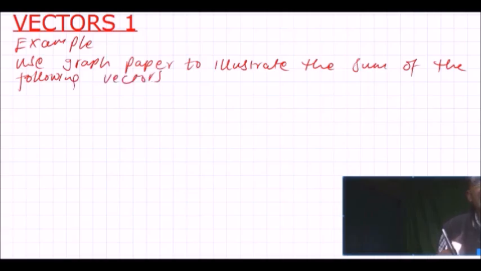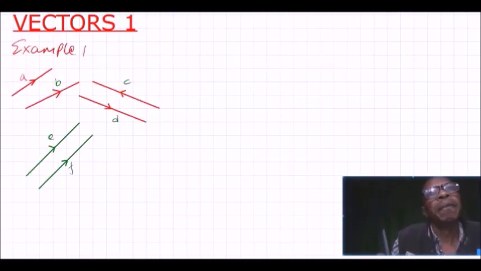And we have A plus... let's do another example. Example 1, we have vectors here, A, B, C, and D. So we have vector A in that direction. You can say the direction of A and B are not the same. So A is not equal to B.